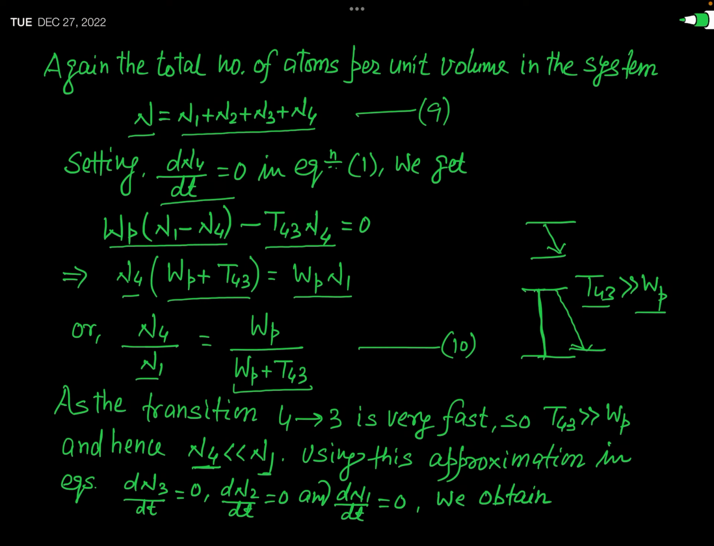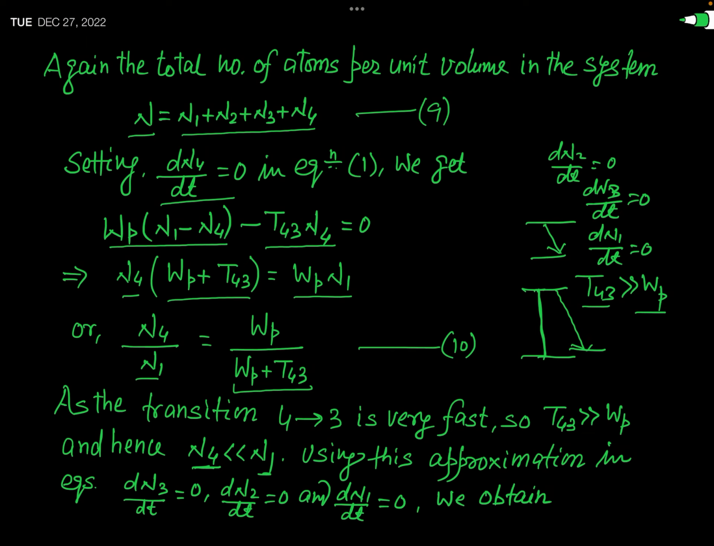So when you use this condition, that N4 is much smaller than N1, in all the above three equations, we will take dN2 by dt equal to 0, we will also take dN3 by dt equal to 0, and we will also take dN1 by dt equal to 0. All these equations have been defined earlier.